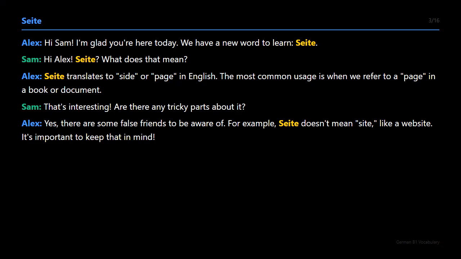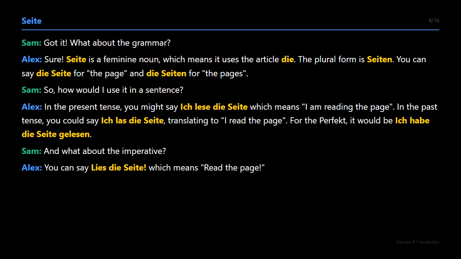Got it. What about the grammar? Sure. Seite is a feminine noun, which means it uses the article die. The plural form is Seiten. You can say, die Seite for the page and, die Seiten for the pages. So, how would I use it in a sentence?